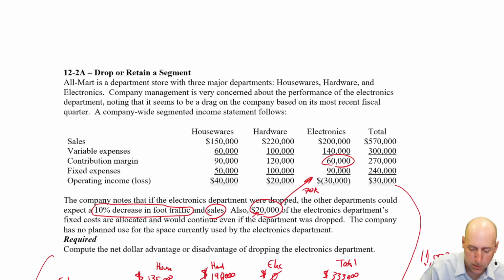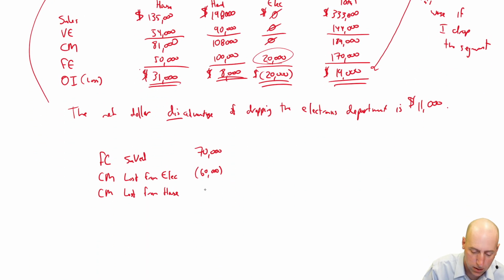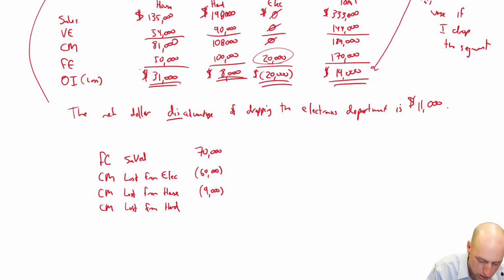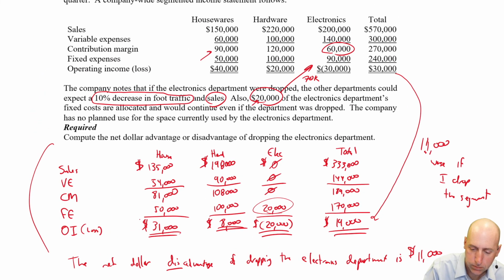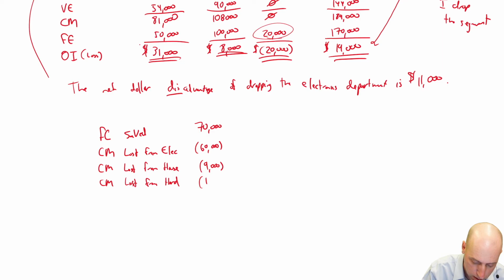So whatever my contribution margin was, my sales go down 10%, my variable expenses go down 10%, my contribution margin goes down 10%. I lose 10% of 90,000, I lose 9,000. And I lose 10% of my contribution margin from hardware. It was 120,000, so I lose 10% of that. It's 12,000 that I'm losing.